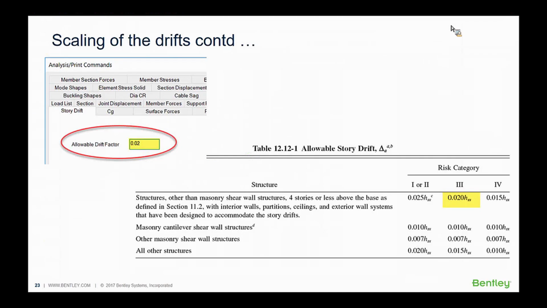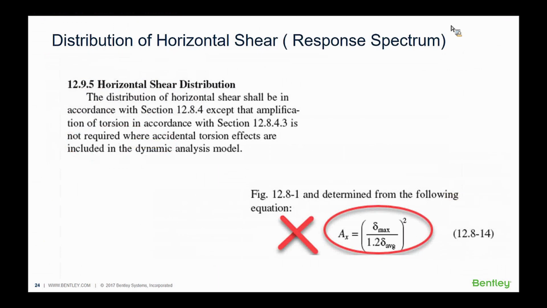So going back to the presentation, regarding distribution of the horizontal shear, section 12.9.5 refers to section 12.8.4, which mentions that seismic story shear shall be distributed to the vertical elements of the lateral force resisting system based on the relative stiffness of the vertical resisting elements and the diaphragm. Inherent torsion is automatically accounted for in the analysis when rigid diaphragm is modeled. And for response spectrum type loading, the accidental torsion can also be accounted for in the load definition itself, and we'll see that in a moment.